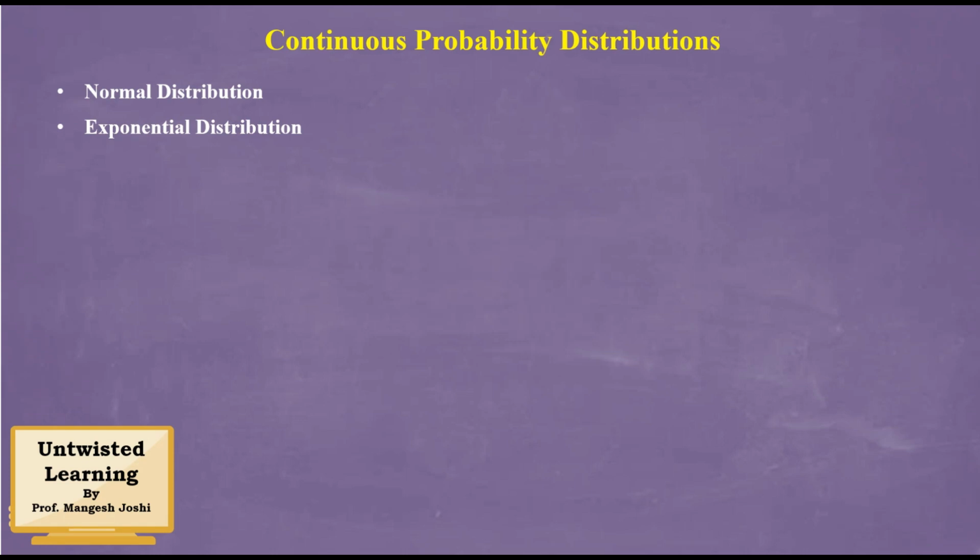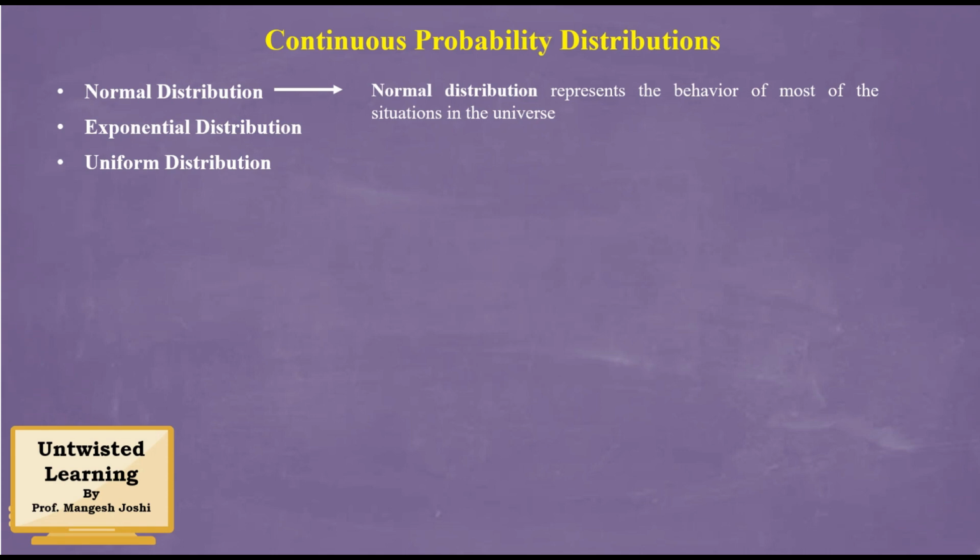Now, if you talk about continuous probability distributions, we have 3 popular ones. The first one is the normal distribution. The normal distribution represents the behavior of most situations in the universe. That's why it is called a normal distribution.